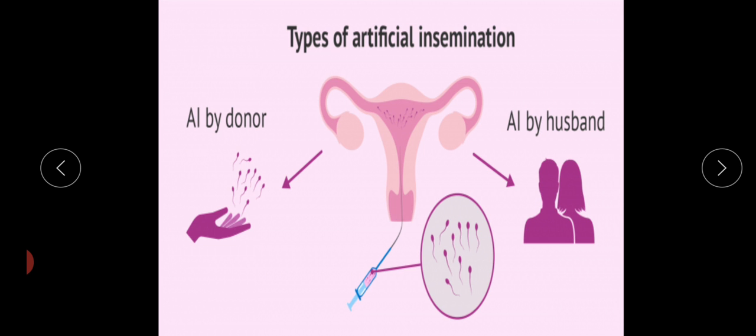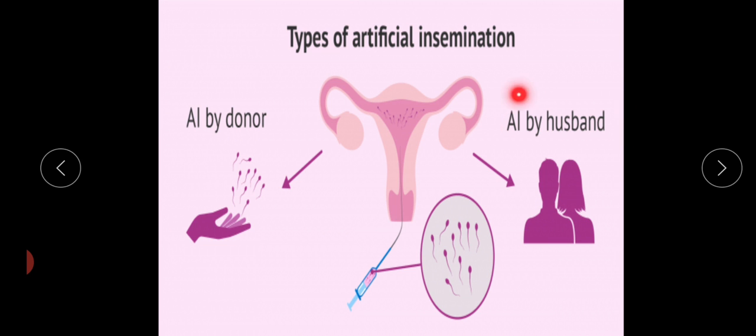If we talk about AI, that is artificial insemination, there are two types of artificial inseminations. So what are the two types? That is artificial insemination by donor, and another is artificial insemination by husband. Artificial insemination by donor is opted when the male is completely infertile. That means there is no production of sperm. So in this case, a donor is required who is not a husband but lends the sperm so that the female or wife can get pregnant.